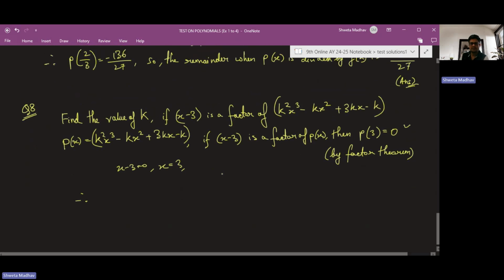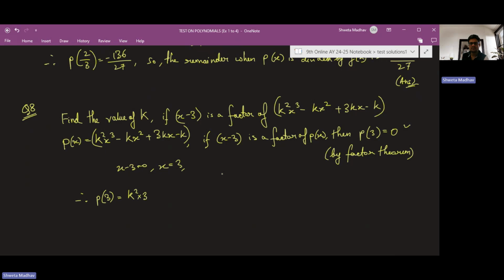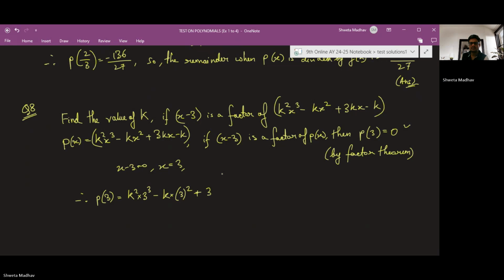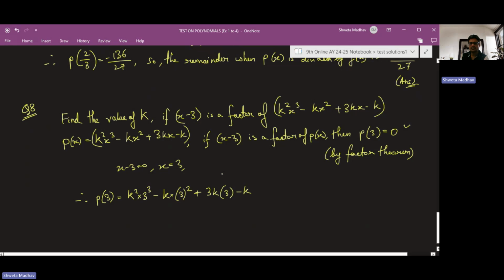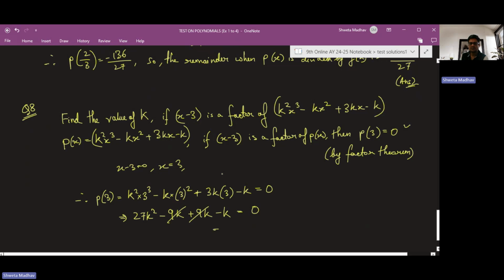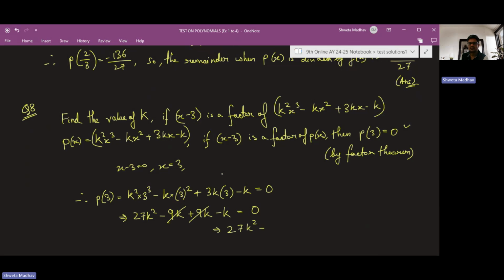So p of 3 is equal to k square into 3 power 3 minus k into 3 power 2 plus 3k into 3 minus k, which should be equal to 0. So 3 9s are 27, so it's 27k square minus 9k plus 9k minus k equal to 0. Plus 9k and minus 9k cancel, so we get 27k square minus k equal to 0.